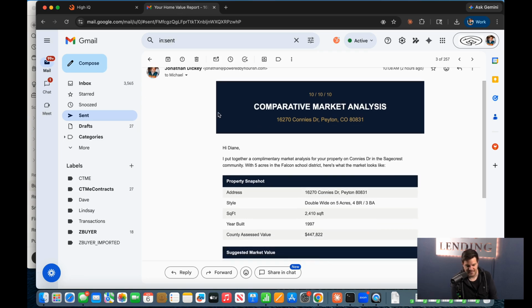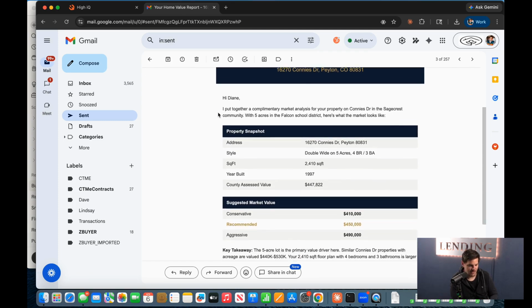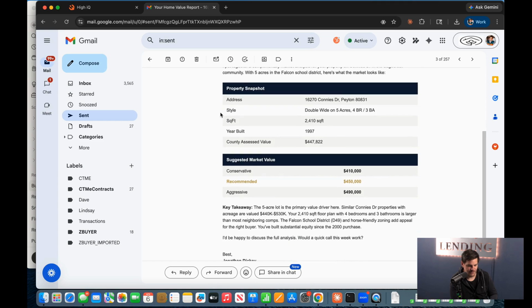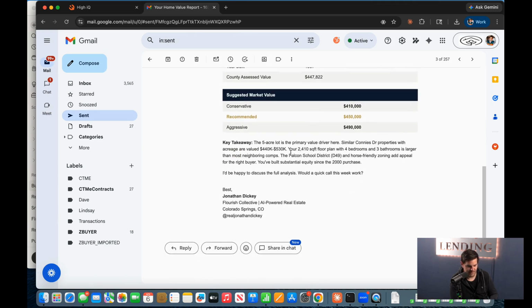I call it the 10-10-10 competitive market analysis. So you can see this one here for Peyton, Colorado. This is the recommended price. This is the key takeaways from the neighborhood. This is here's my information. So it just gives a really quick market analysis. But if you think about it, you go pay for a tool like Fello, and it's going to cost a lot of money to go build something like this. Claude is doing it all for me, basically within the $20 a month plan.